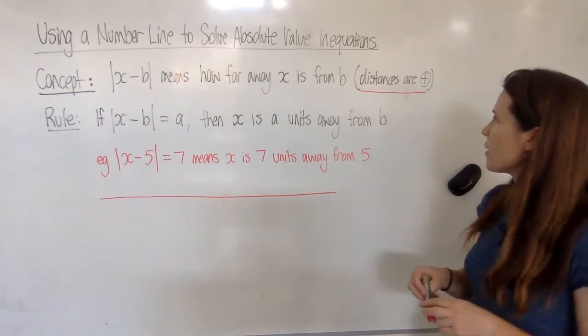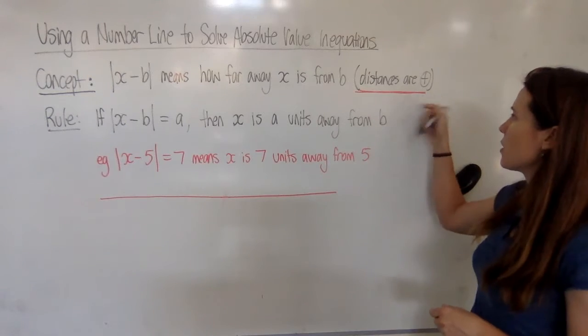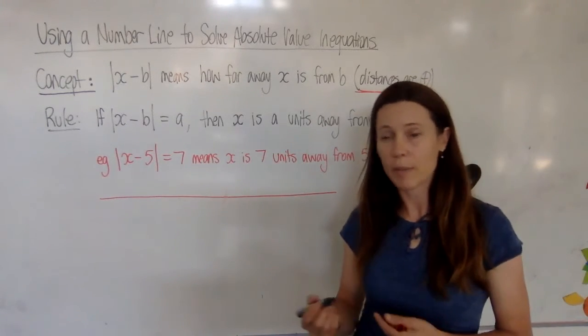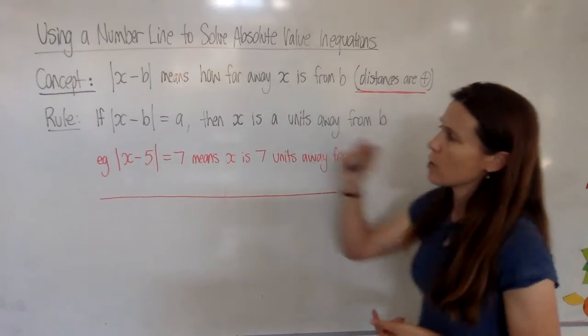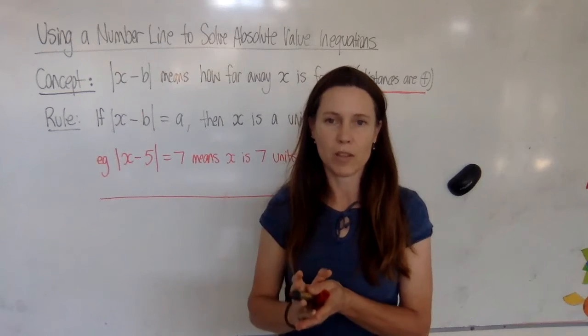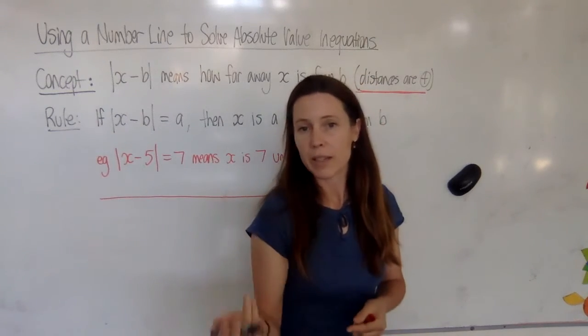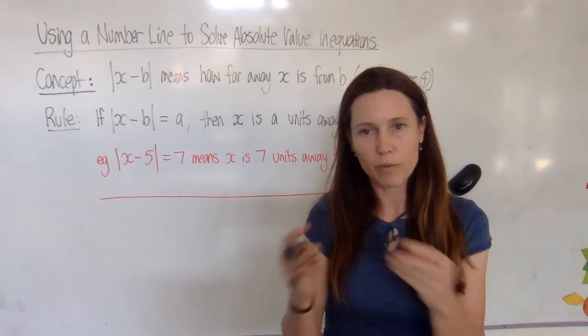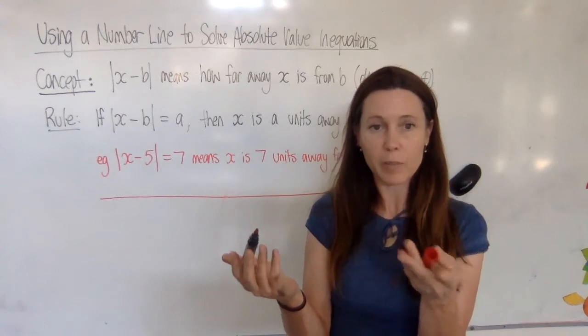Now, to understand it, we need to think of a few things first. Distances are always positive. You can't be a negative distance away from something. We also need to know that when we're subtracting one number from another, we're finding the difference between those two numbers. So if I say what is 6 minus 2 and you say it's 4, then we know that 6 and 2 are 4 units away from each other on the number line.